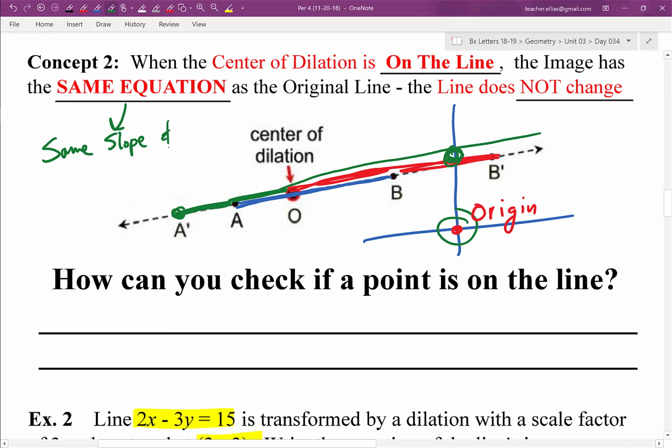I have 30 seconds. In other words, it's the same slope and the same y-intercept. I'm going to honor my time. I got like 20 more seconds.